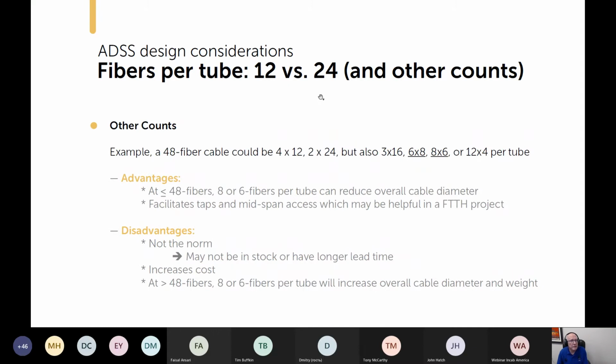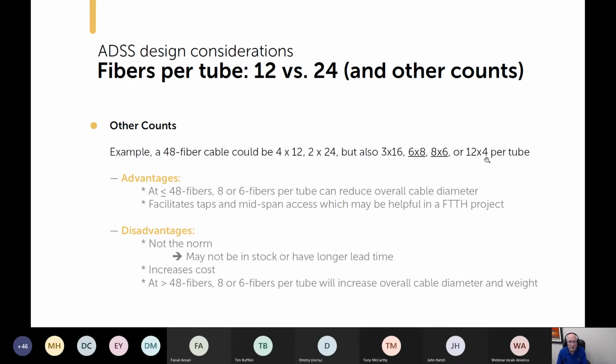There are other counts available, and I just want you to be aware of it. So a 48 fiber cable most commonly would be 4 by 12. 2 by 24 is possible and maybe not bad, but you could do 3 by 16, 6 by 8, 8 by 6, or even 12 by 4. Of these, 16 fibers per tube is very uncommon.